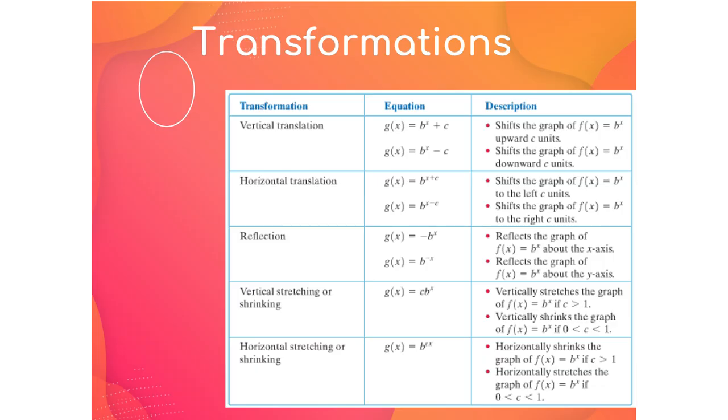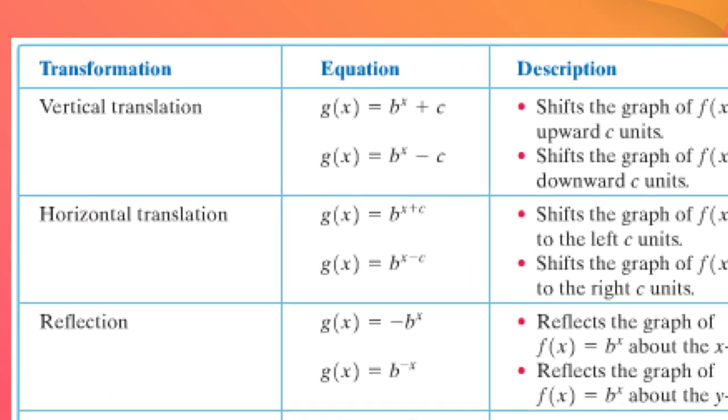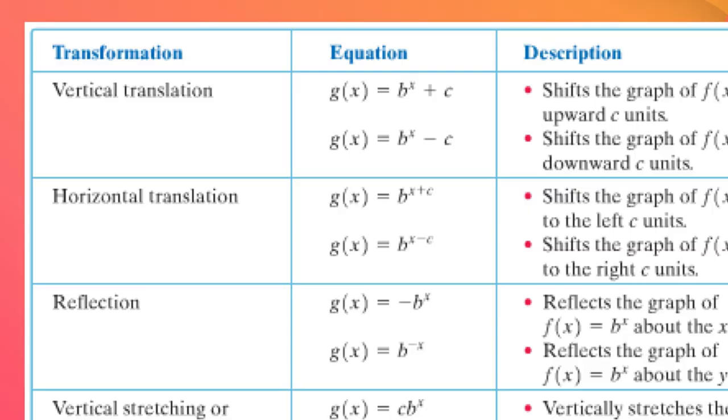Here are my transformations. Looking at my transformations again, we've covered some of these, so they shouldn't be too difficult for us. I have a vertical transformation. How do I know I'm going to have a vertical transformation? Because I'm adding something or subtracting something outside. Keep in mind, we should know what this means. If I'm adding, that means I'm going up the amount they're giving me. And if I'm subtracting, that means I'm going to go down the amount they're giving me.